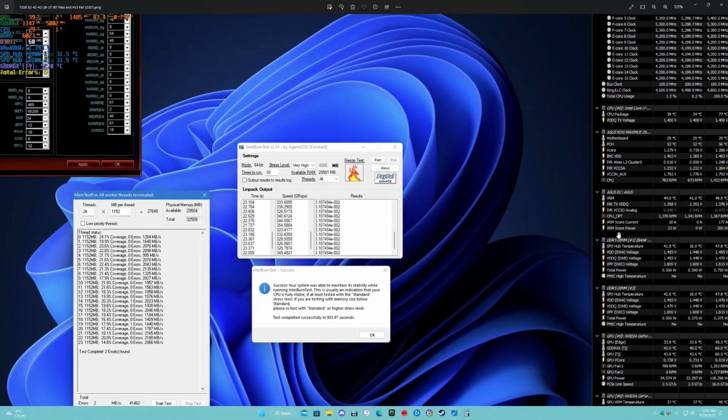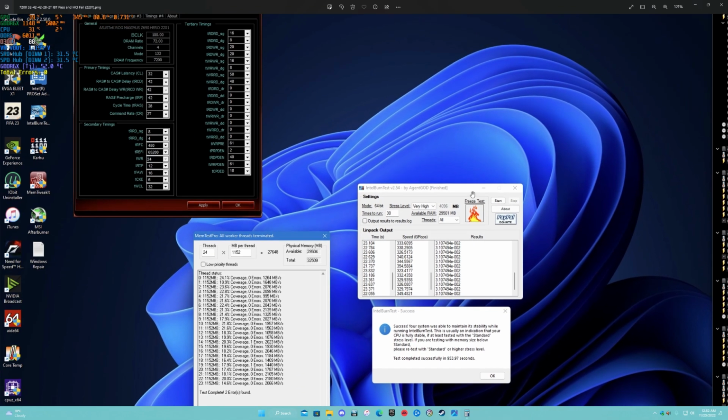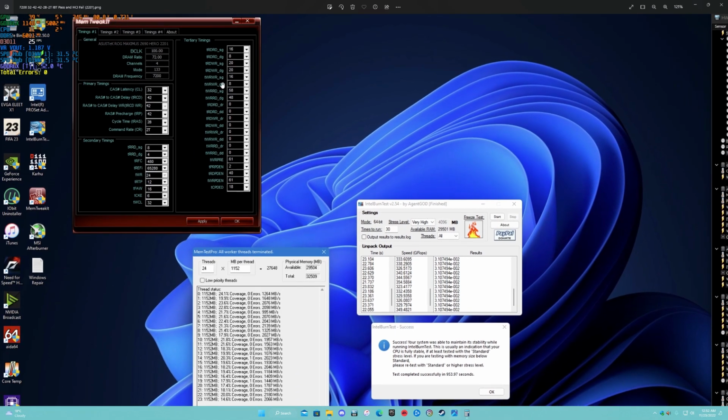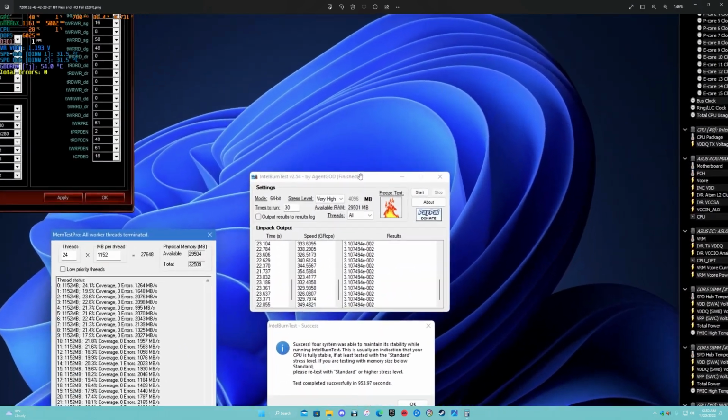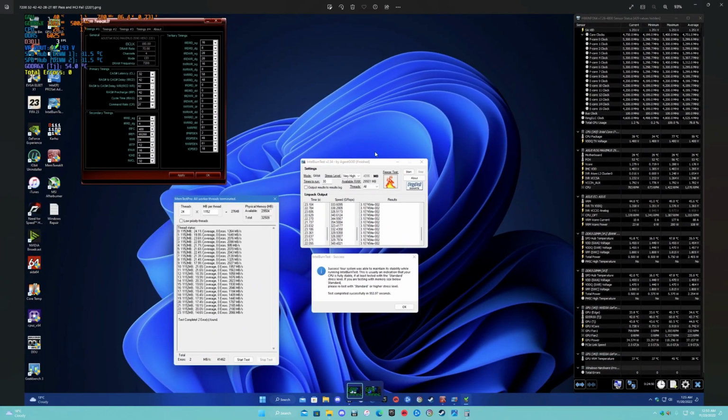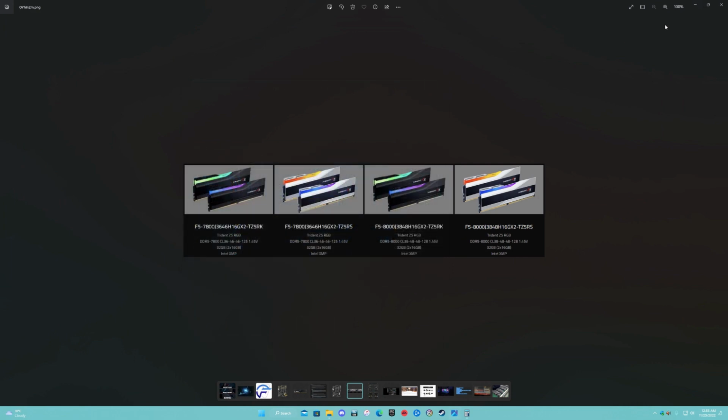I don't think I needed 1.45 volts for ADI for this. But anyway, the Hero can do over 7,000 depending on how good your IMC is. My IMC is pretty good. It's a lot better than my friend's IMC. So yeah, that's that.